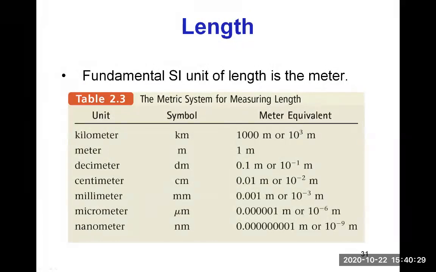For example, 1 centimeter is 0.01 meter, or 1 kilometer is 1,000 meters. So basically, this gives you metric prefixes unit equalities with the base unit, because you can write that 1 kilometer is equal to 1,000 meters from this, or 1 millimeter is 0.001 meter. So that's units of length.